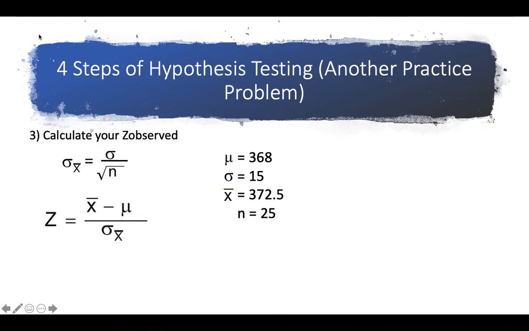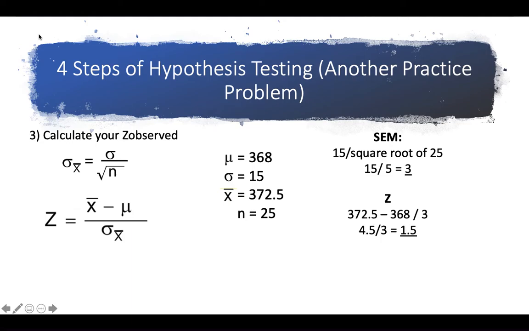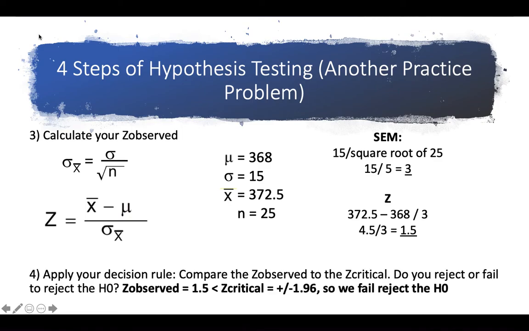So let's calculate our z observed. First, we're going to do our standard error of the mean, which is 15 divided by the square root of 25, which is 15 divided by 5, or 3. Now we'll do our z-test, which is 372.5 minus 368 divided by 3, or 4.5 divided by 3, which gives us 1.5. Now it's time to apply our decision rule.